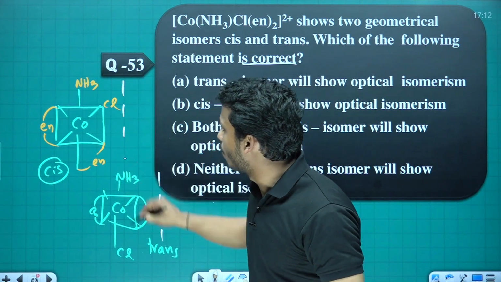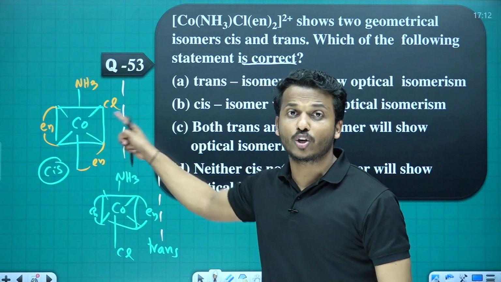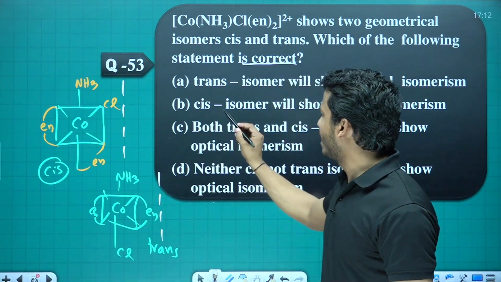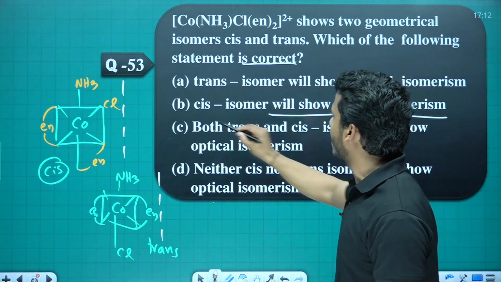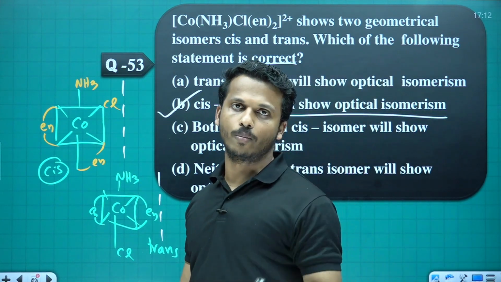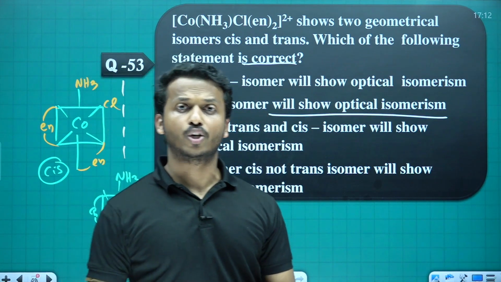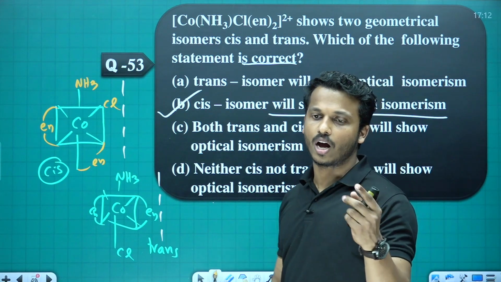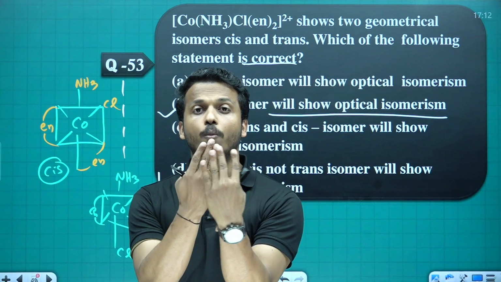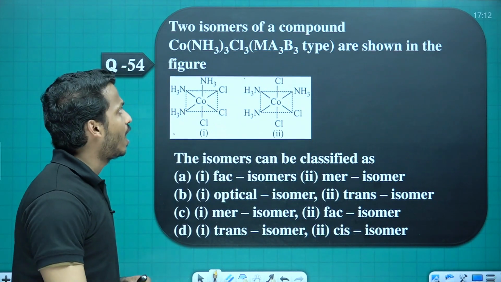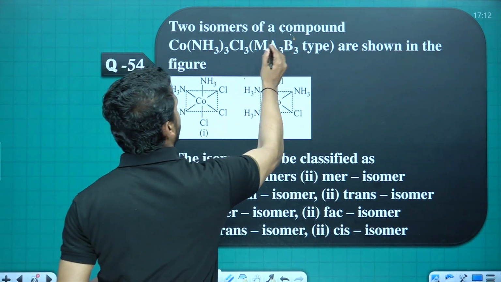But this is the cis isomer. If you take the mirror image of this one, it will be another image, so they are non-superimposable, and the cis isomer will show optical isomerism. Keep in mind all of you, among cis and trans isomerism, cis isomers will show optical isomerism, because cis isomers have non-superimposable mirror images.